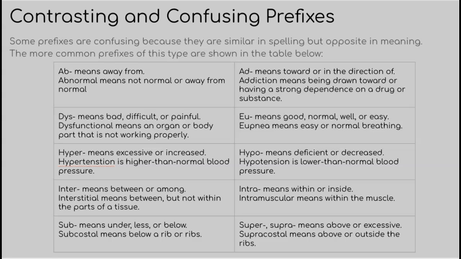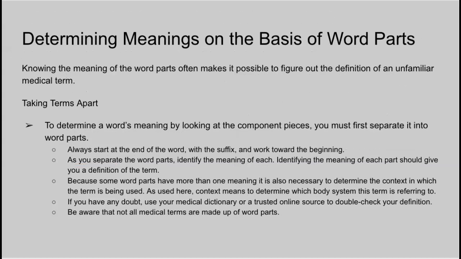Inter means between or among. Interstitial means between, but not within the parts of a tissue. Intra means within or inside. Intramuscular means within the muscle. Inter means between. Intra means inside. It's really important that we understand the difference between those and use those properly in medical terminology. Sub means under, less, or below. Super or supra means above or excessive. So you can see they're very similar, but they mean very different things, or contrasting things rather.